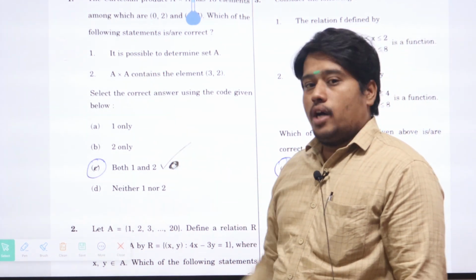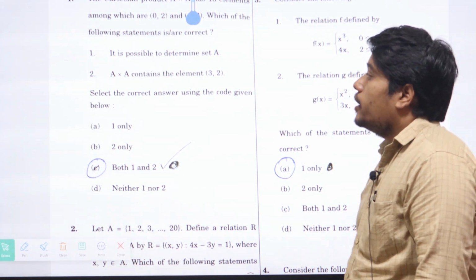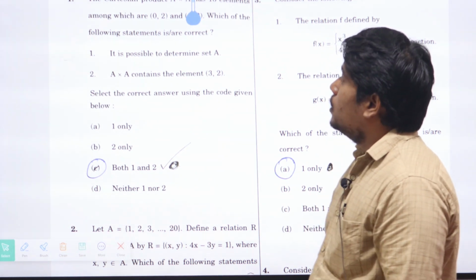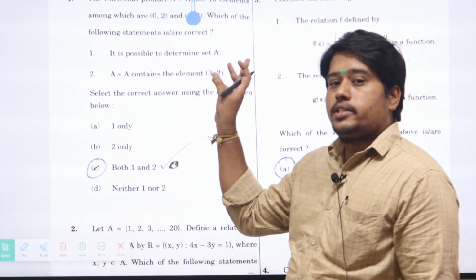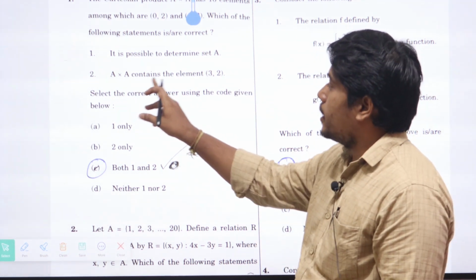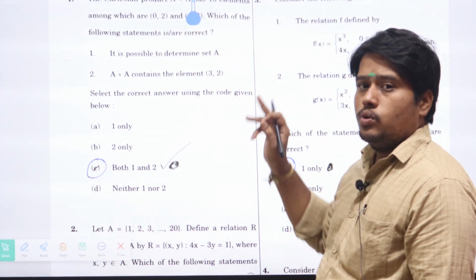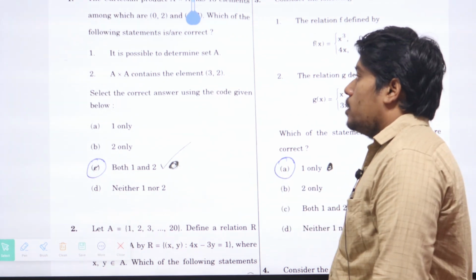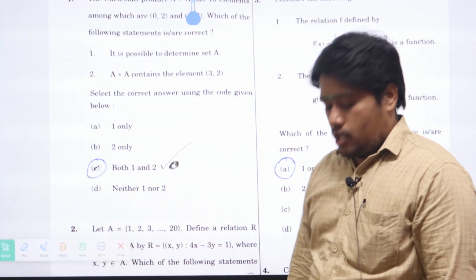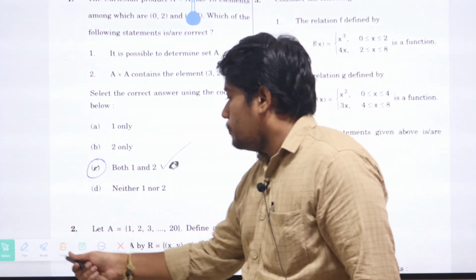So the first option is, it is possible to determine set A. A cross A contains the element (3, 2). So definitely the set A consisting of 4 elements is correct, and A cross A contains the element (3, 2). So the elements consist of 3 and 2, so definitely (3, 2) is placed in A cross A. So the correct answer is both 1 and 2. So next we will go for the second one.